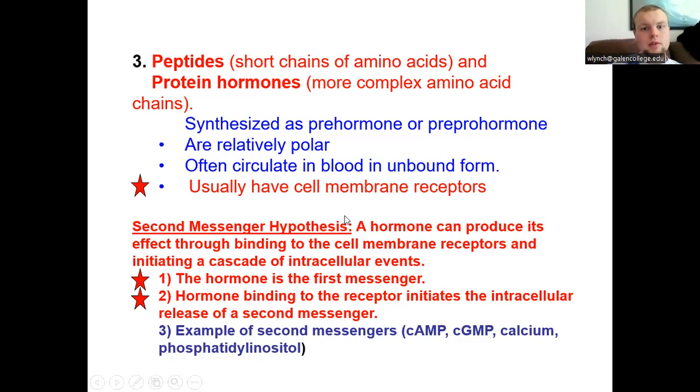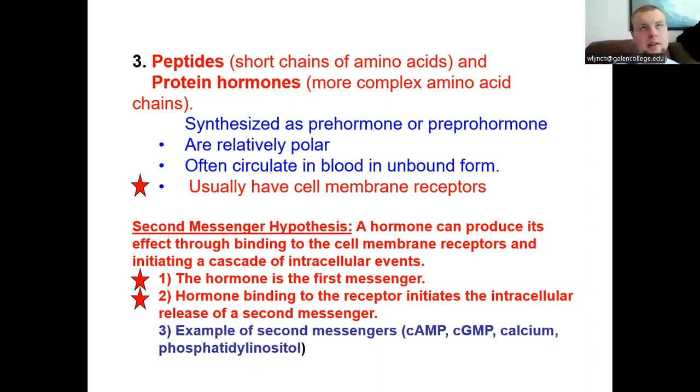Most of these protein hormones are going to be where we get the second messenger hypothesis from. What this means is that the hormone that binds to the cell surface or the receptor on the cell membrane is going to initiate a first messenger signal. That means that our hormone itself is going to be the initiator of the sequence. Secondly, there's going to be a hormone binding intracellular release that happens after we have the receptor stimulation. And this is known as the second messenger.